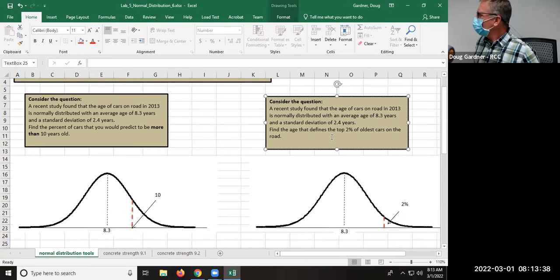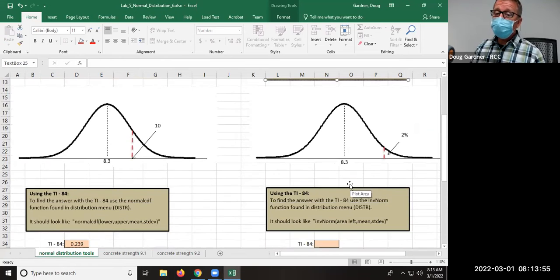And again, I hope you see that as at least a somewhat interesting question. Based on this mean and standard deviation, how old are the top 2% of cars? Are they over 14 years old? Are they over 18 years old? I mean, that's kind of an interesting question. So y'all should already know how to do this on your calculator. So again, let's do this together.